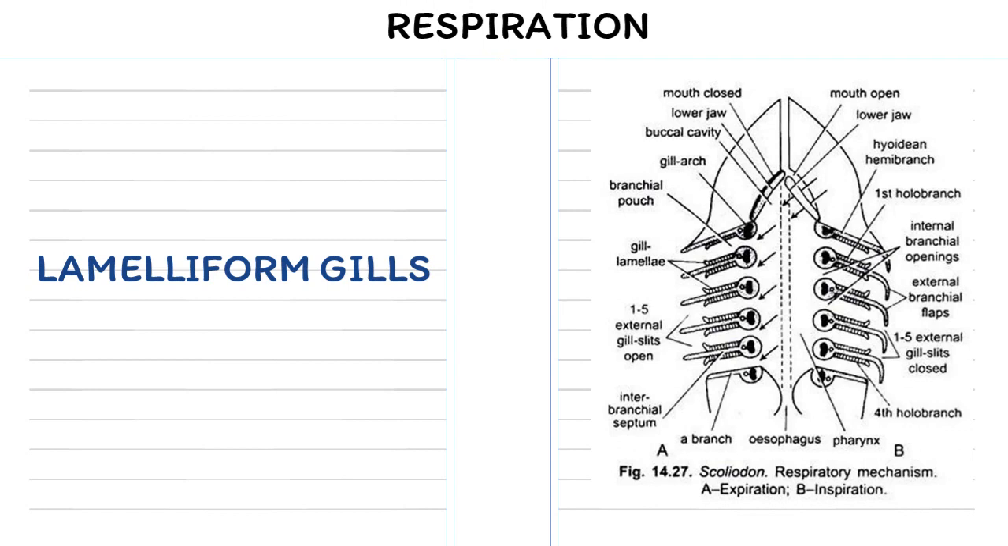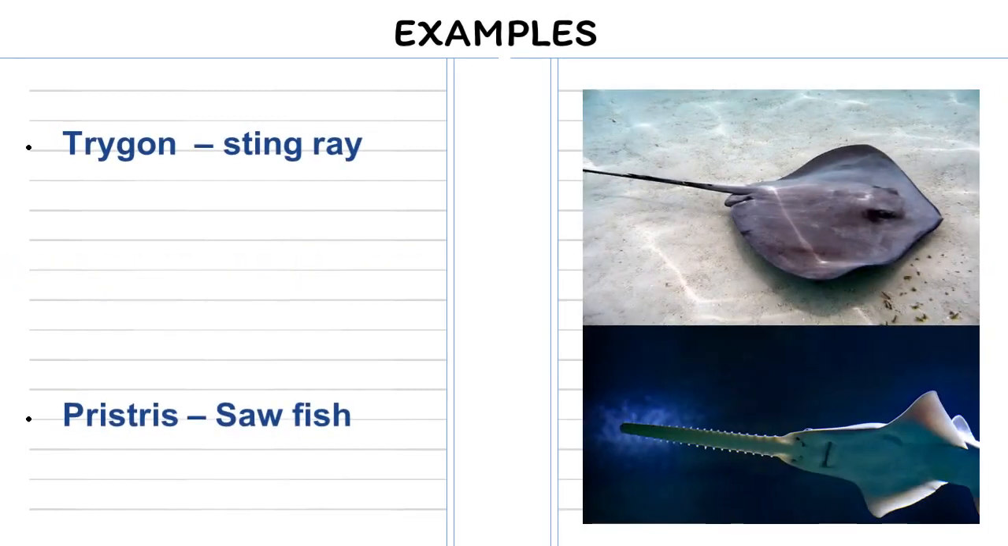Then respiration. Respiration is going on with the help of gills, and here they said they are lamelliform gills. Here the gills are arranged as a blade-like structure. These gills are called lamelliform gills, which are used for respiration. And 2 more examples we could say for chondrichthyes are Trygon, its common name is stingray, and Pristis, its common name is sawfish, right?